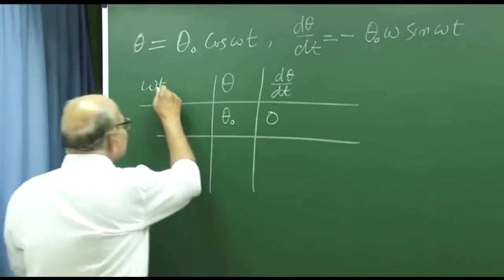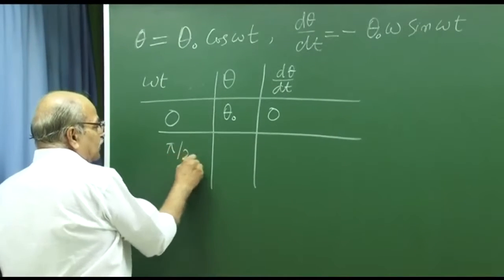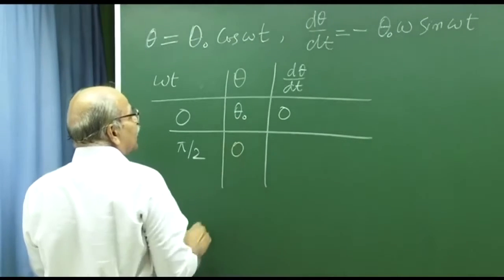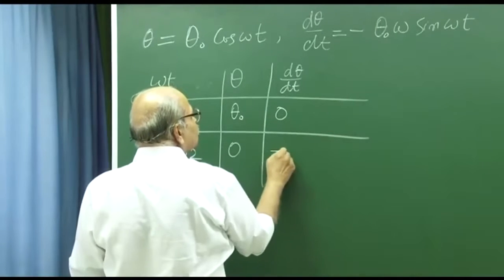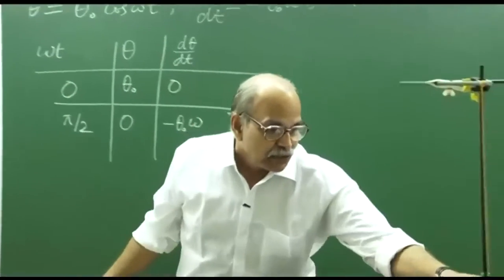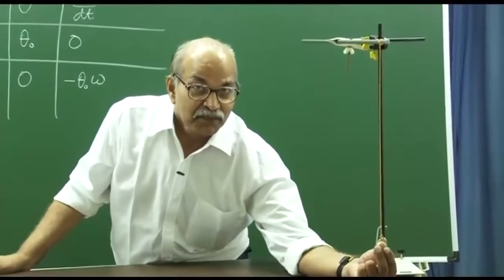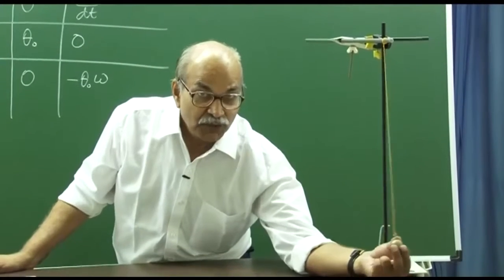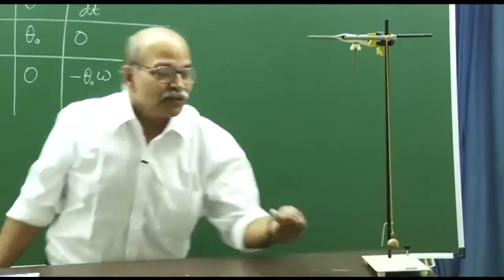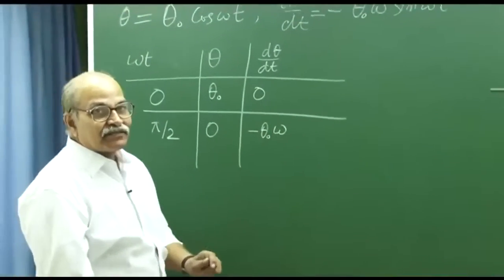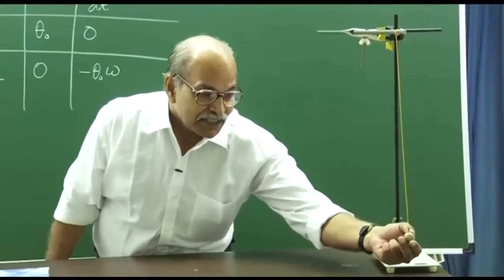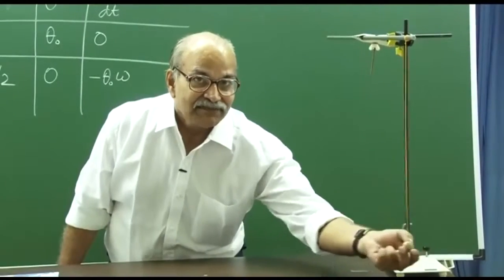Similarly, you can go for other values of omega t. Suppose it is pi by 2, what happens? Cos of pi by 2 will be 0 and sin of pi by 2 will be 1. So, the angular velocity is minus theta naught omega. Theta equal to 0 means during the oscillation, it has come to the middle point, to the equilibrium position. It is going in which direction? It can go towards left, it can go towards right. So that also comes from here. It is minus theta naught omega, so it is going in the negative direction. So it is going in this direction. During the oscillation, it is passing through the middle point, going towards this negative direction.